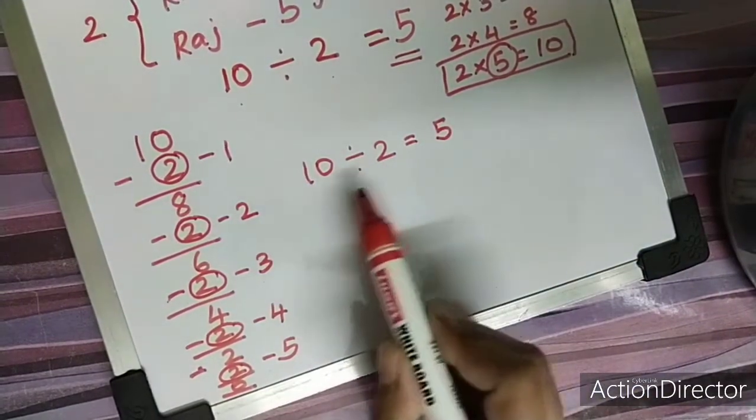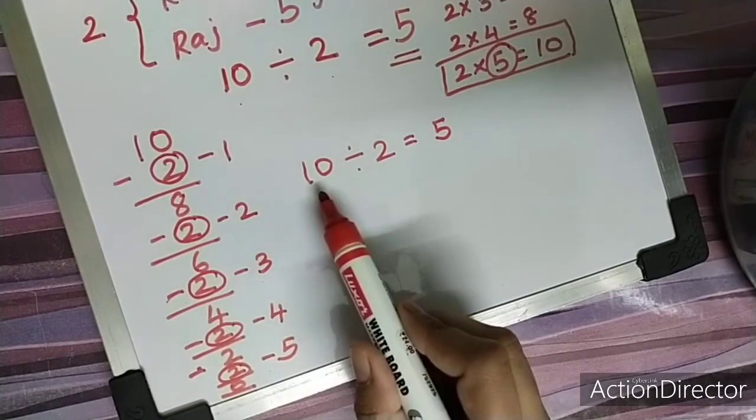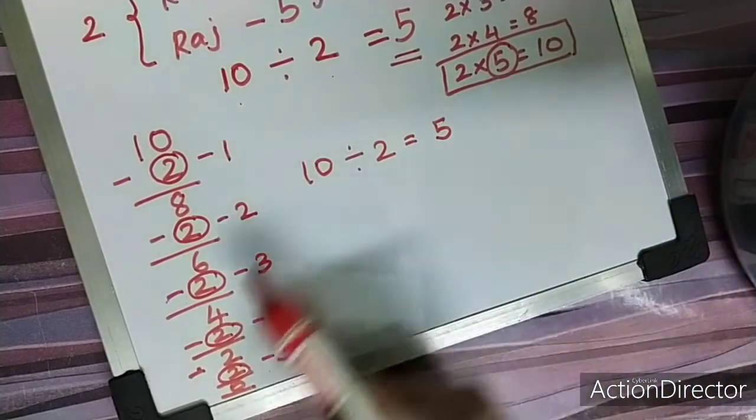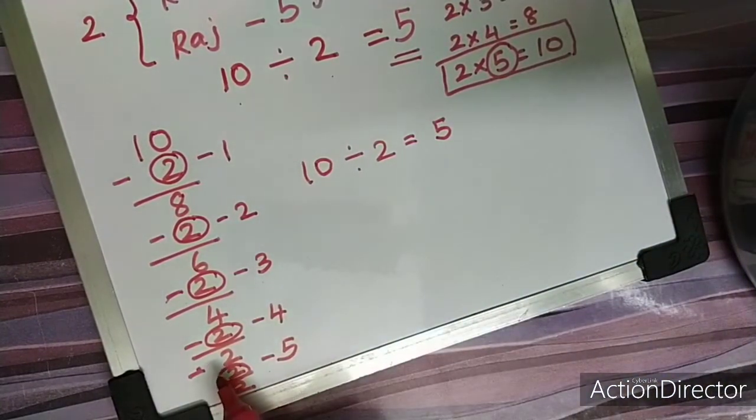In the 2 table, 10 comes 5 times. This is by using the multiplication table. This is by using repeated subtraction. I think you would have understood all these concepts.